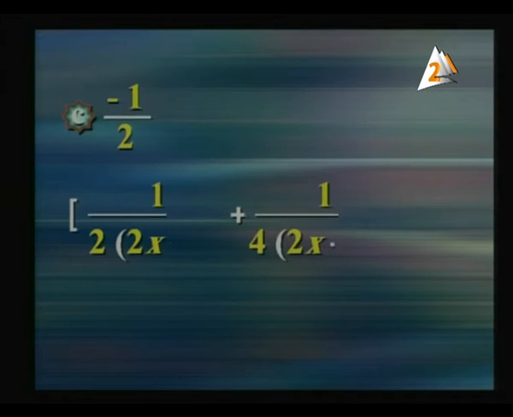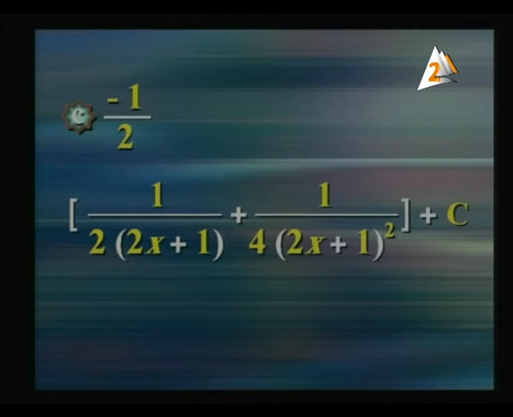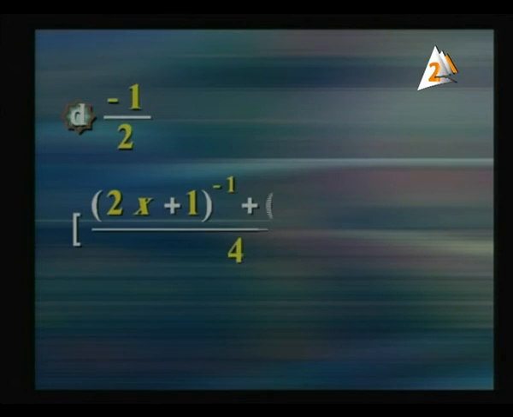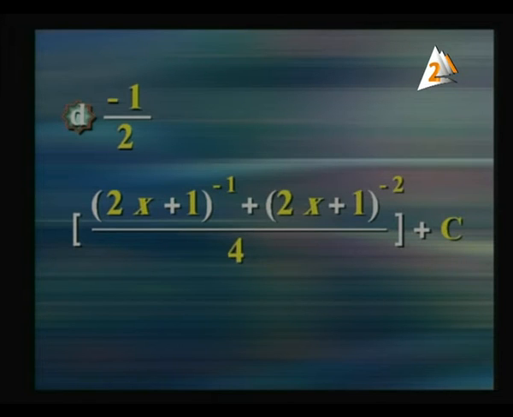C, negative half multiplied by the bracket containing 1 over 2 multiplied by 2x plus 1 in the denominator plus 1 over 4 multiplied by 2x plus 1 to the power 2 plus c. D, negative half multiplied by the bracket containing 2x plus 1 to the power negative 1 plus 2x plus 1 to the power negative 2 over 4 plus c.